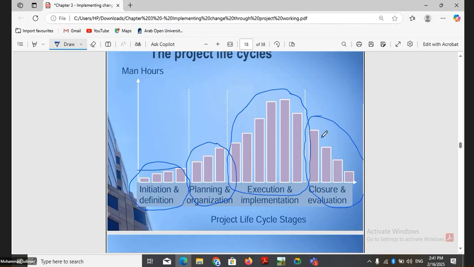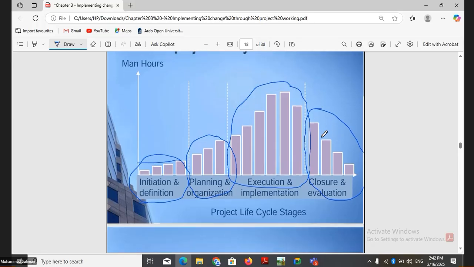Now, at the end, at the closure and evaluation, again, the resources are reduced. We don't need everyone who worked in the implementation to be in the closure. We see the managers, team leaders, the closing team working in the project, and the evaluation and testing team working in the project. So it reduces again the manpower, the resources, and the time as well as the budget. So this graph shows us how the resources, budget and cost are utilized during different stages of the project. The most resources are utilized during execution and implementation, right? The least are utilized during the initiation and definition phase.